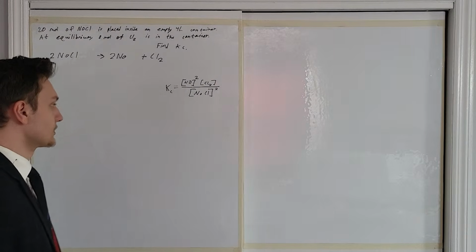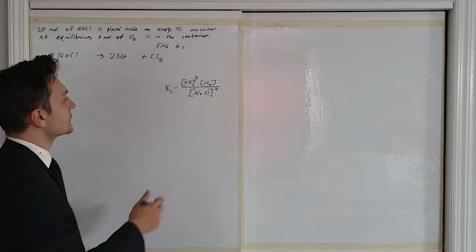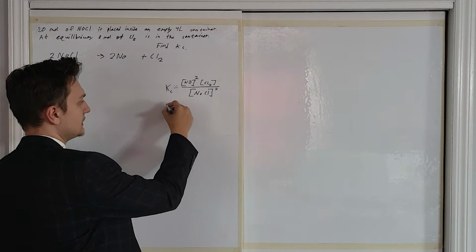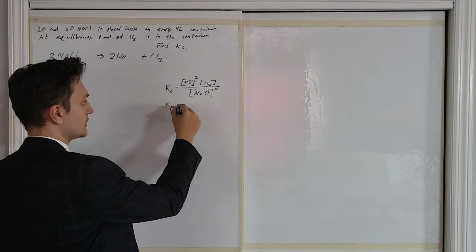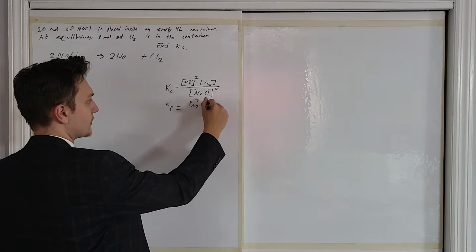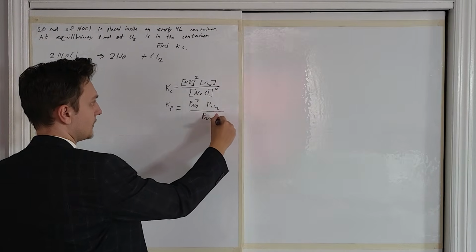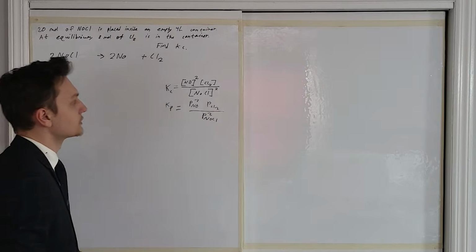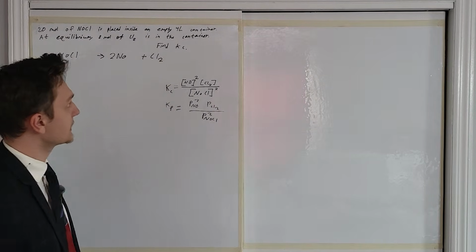In order to find Kc, the K value with respect to concentrations, we need to know all these concentrations. Alternatively, you could be asked for Kp, which is the K value in terms of partial pressures, equal to the partial pressure of NO squared times the partial pressure of Cl2 all over the partial pressure of NoCl squared. So you replace concentrations with partial pressures. We're asked for specifically Kc.